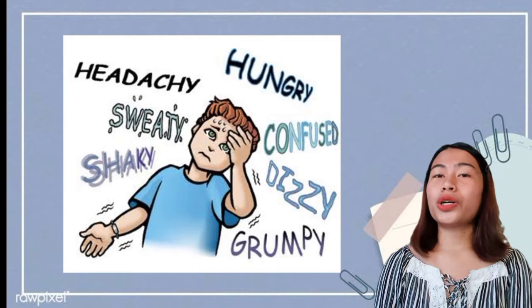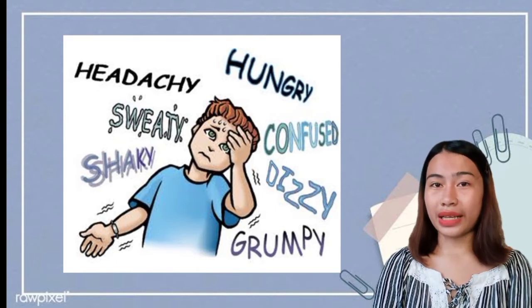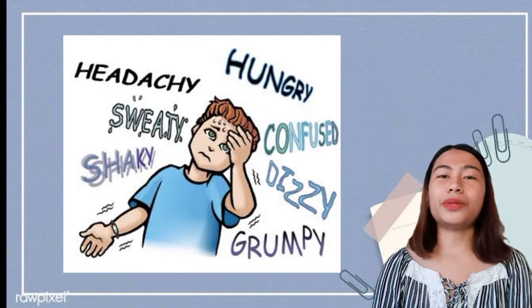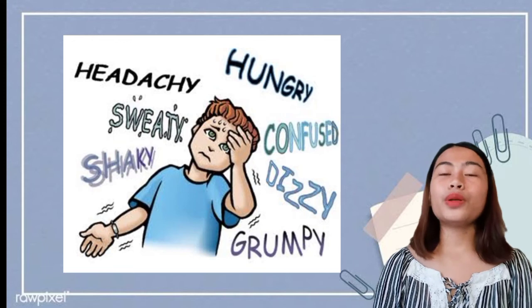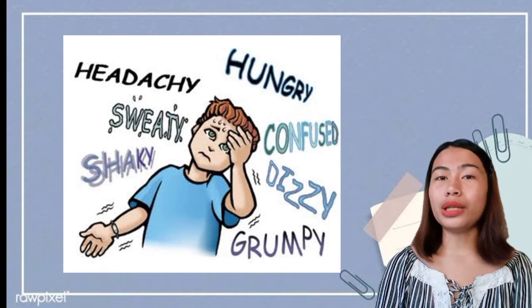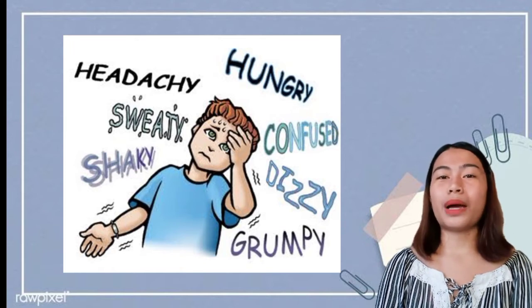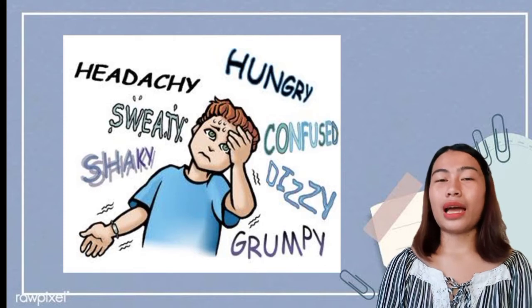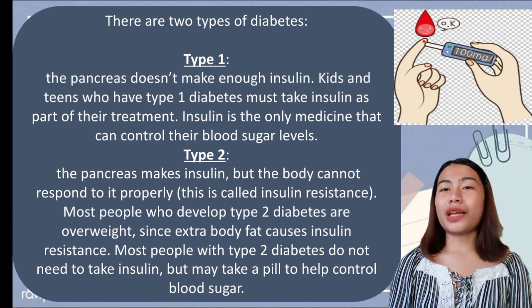Having too much or too little sugar in the blood makes a person feel sick. Blood sugars can be checked with a blood glucose monitoring system. People with diabetes must check their blood sugar levels regularly throughout the day. Diabetes can be managed through medicine, diet, and exercise. There are two types of diabetes.